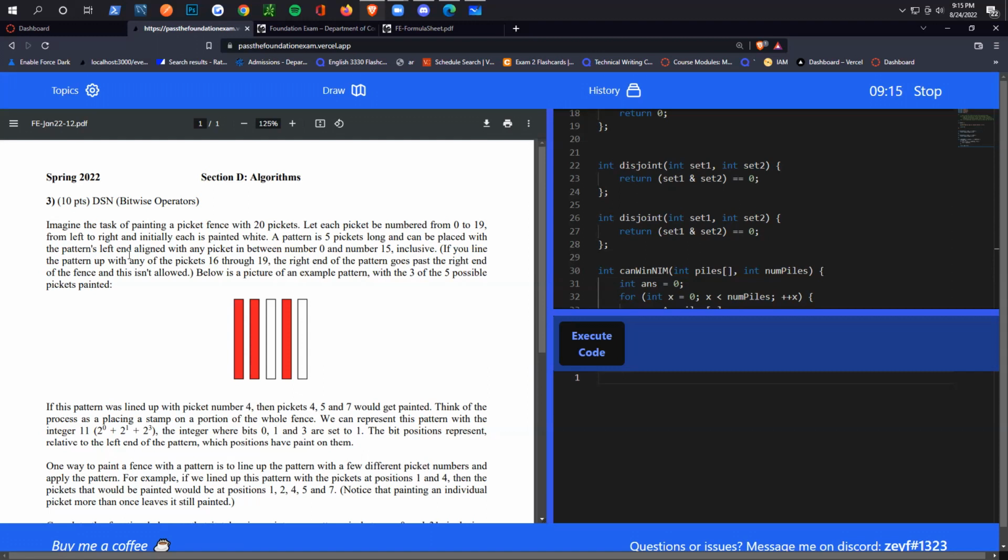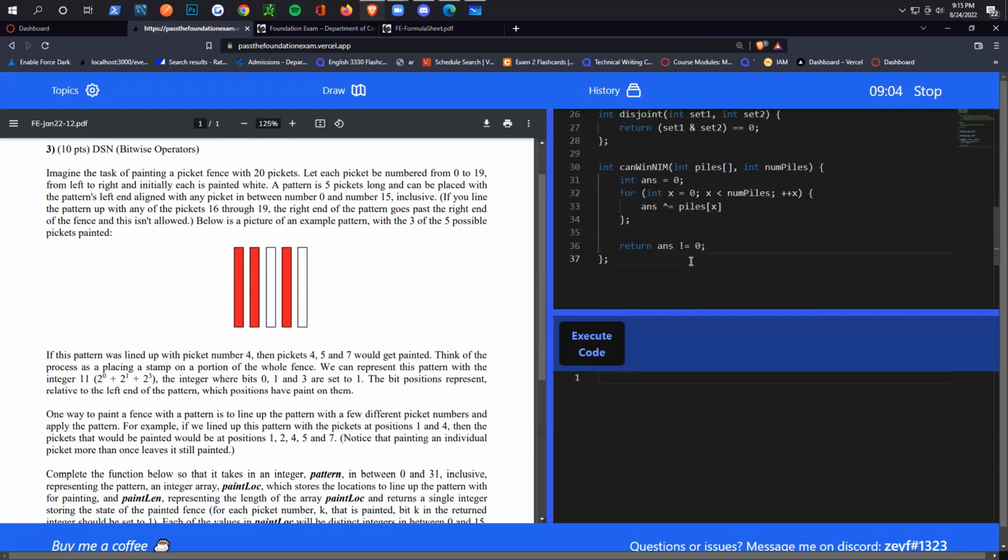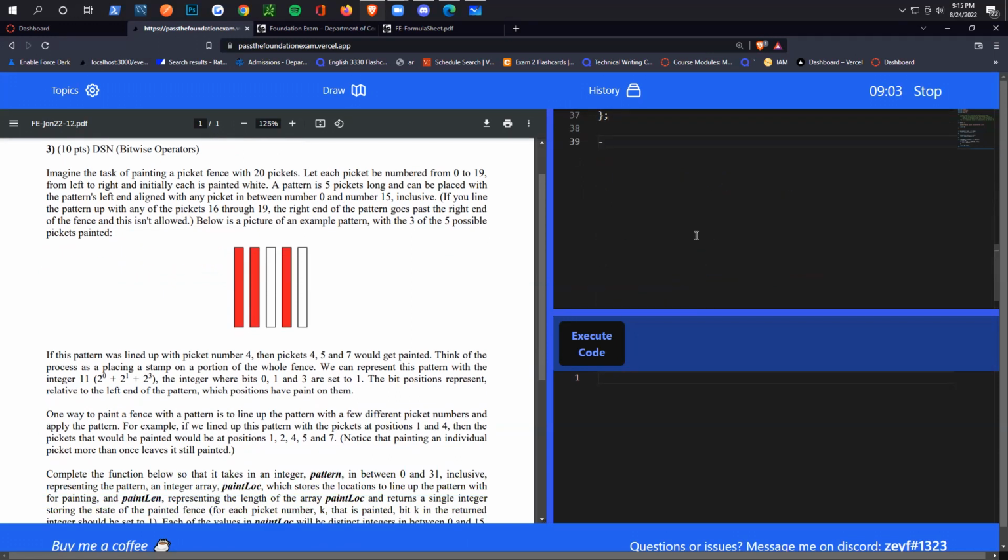Notice the pickets are each initially painted white, so that means they all have the same color. That's going to be relevant, so let's write this down: all pickets, same color. Okay. A pattern is 5 pickets long and can be placed with the pattern's left end aligned with any picket between number 0 and 15 inclusive.